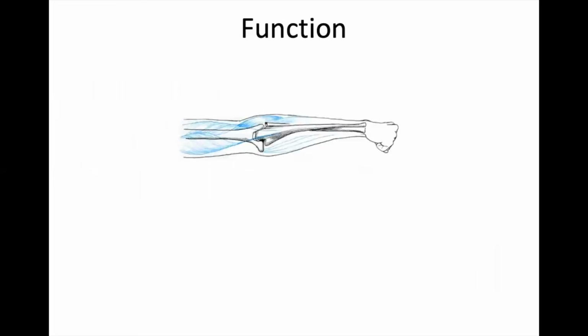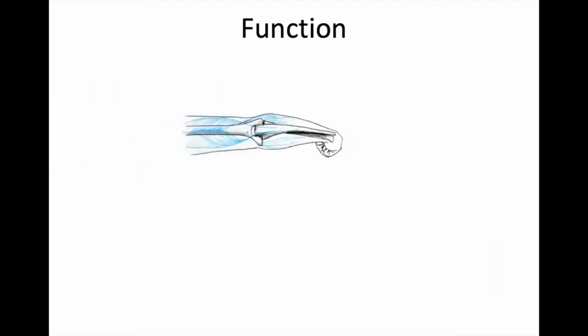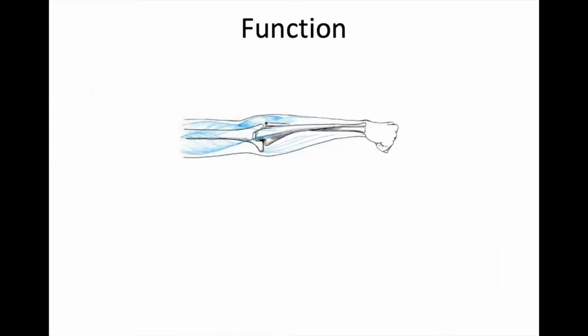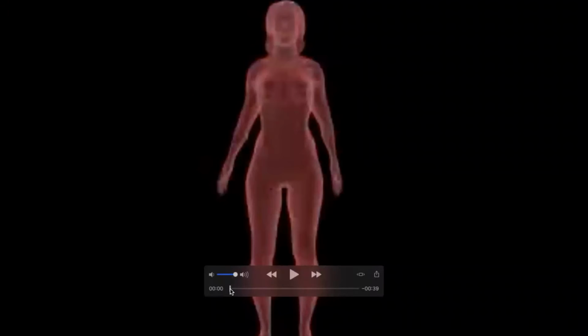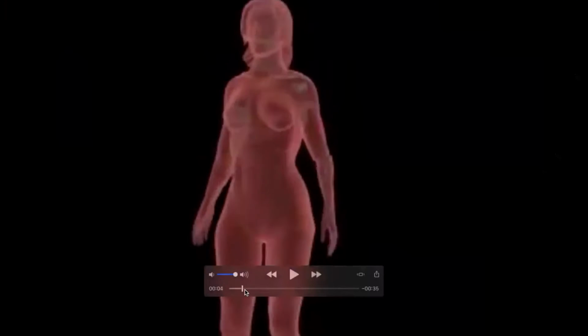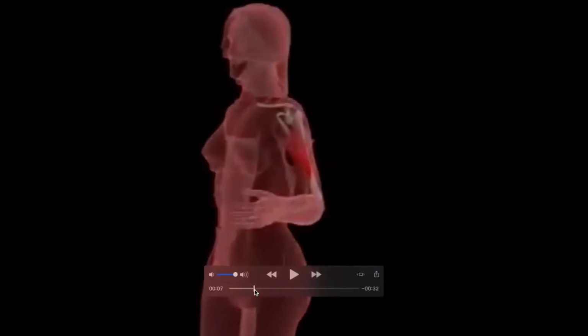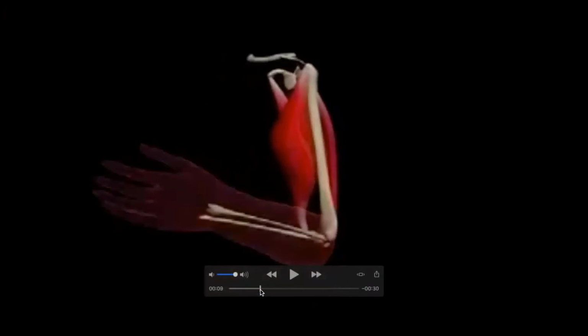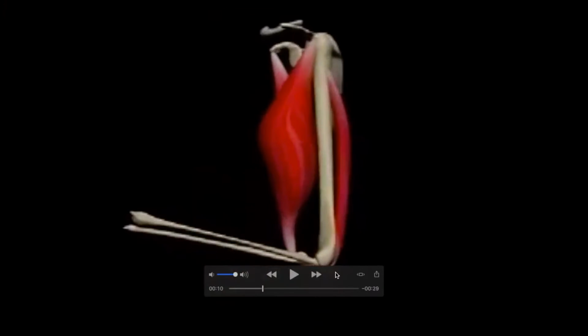So the main function that we're going to be talking about right now is, of course, movement. The muscles contract and the tendons attached to them pull on the bones and move the bones around, giving you movement. We see in this video, zooming in, this is actually a muscle-based video, but we're going to be taking a look at the bones.